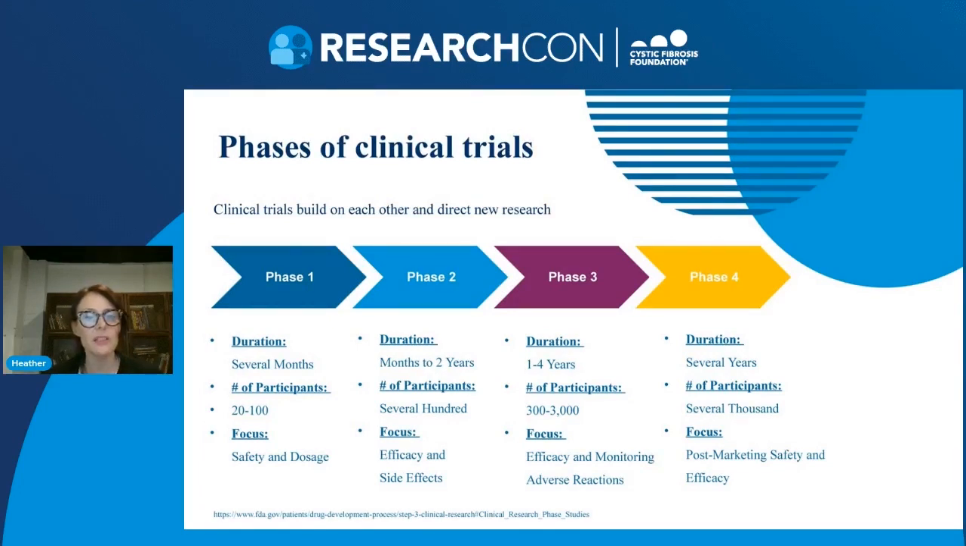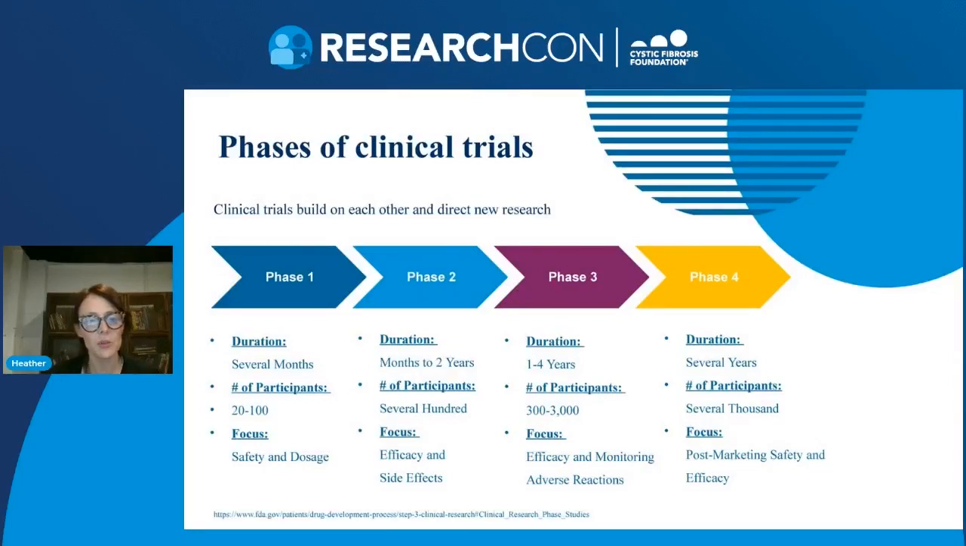And as we move into phase 3, the duration is going to get even longer, multiple years here, hundreds to thousands of participants. And in phase 3, we're continuing to study more about efficacy. How does it work with a greater number of people involved in the research? And then we can track safety with greater numbers and continue to look for adverse reactions or side effects.